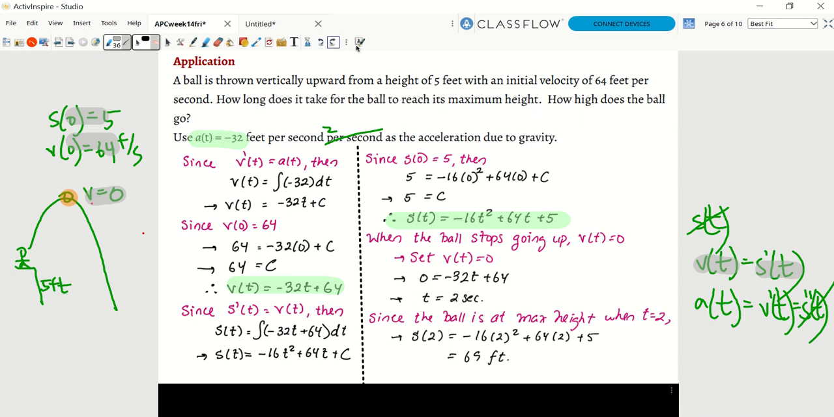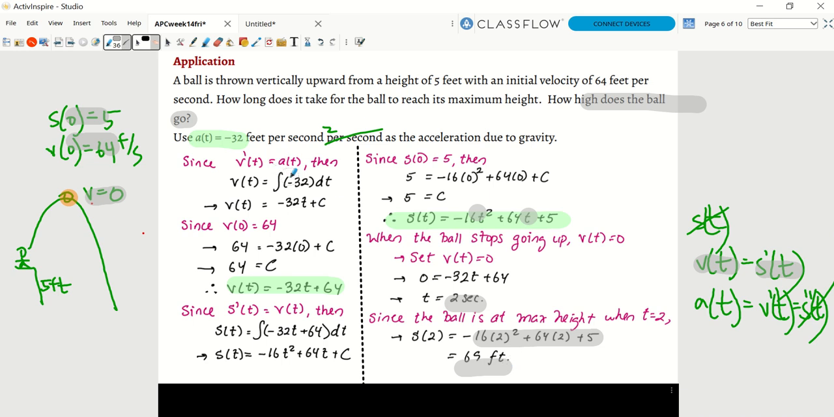But it also asks for how high is it, okay, when it reaches its maximum height. So we know it's 2 seconds when it reaches its maximum height. So we just simply plug in 2 seconds now into t right here, into our position function, to find out how high it is at 2 seconds. And that's what happens here. And we get this number 69 here, 69 feet tall, 69 feet high, sorry.